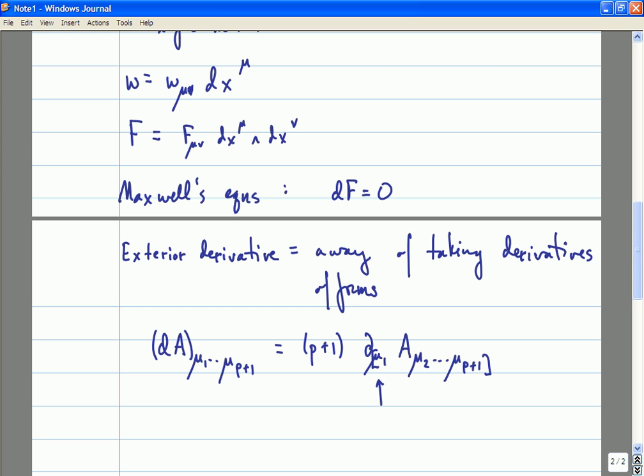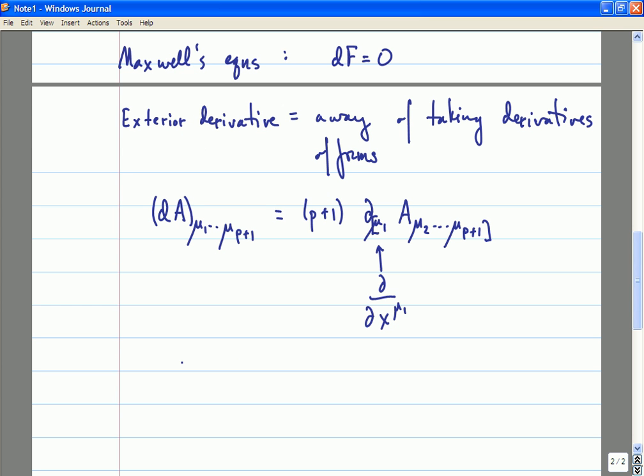So mu1 up to mu p are indices that take values from 1 up to d, where d is the dimension of my manifold. D here denotes the partial derivative d by dx mu1. And A denotes our differential form. So it has p indices because it's a p form. A is anti-symmetric in all of its indices. If you interchange any two of them, you'll get a minus sign. And when I write the square brackets here, I'm anti-symmetrizing. So this is a sum of a bunch of different terms.